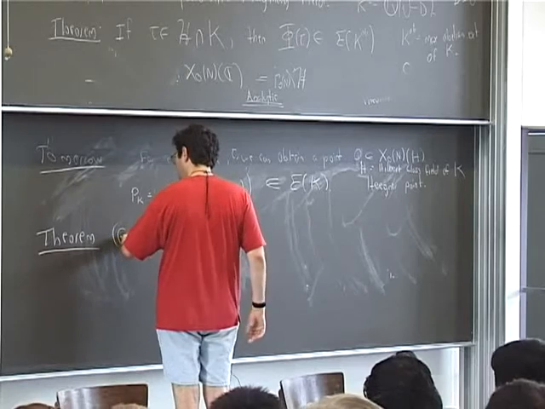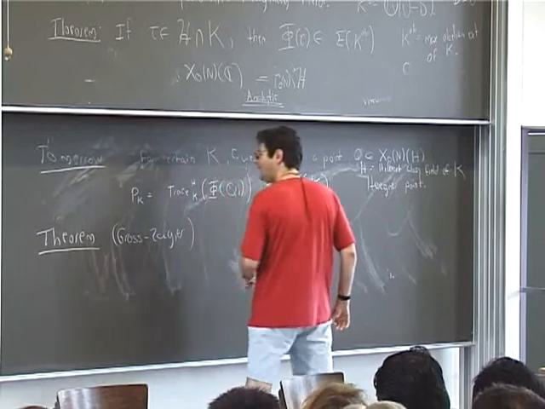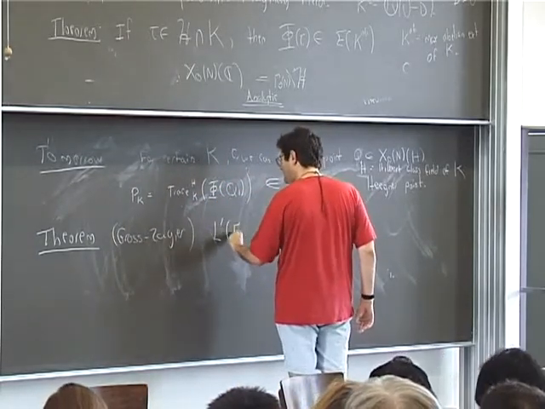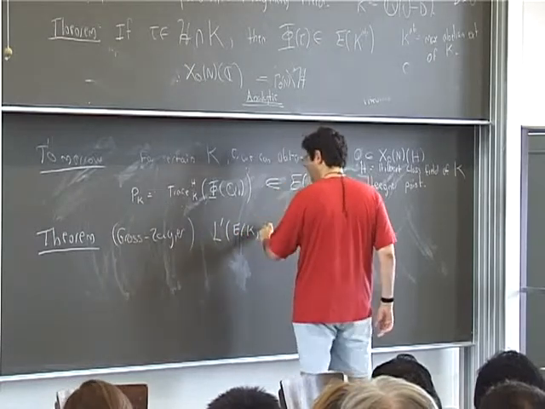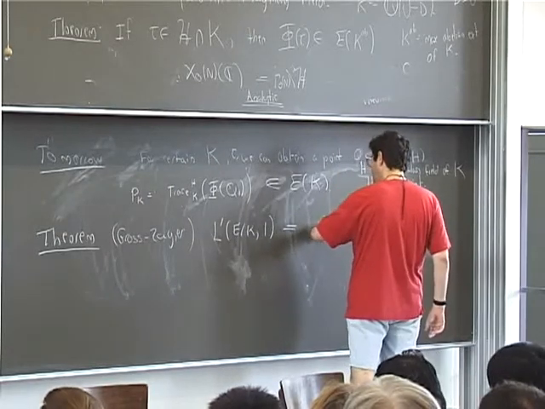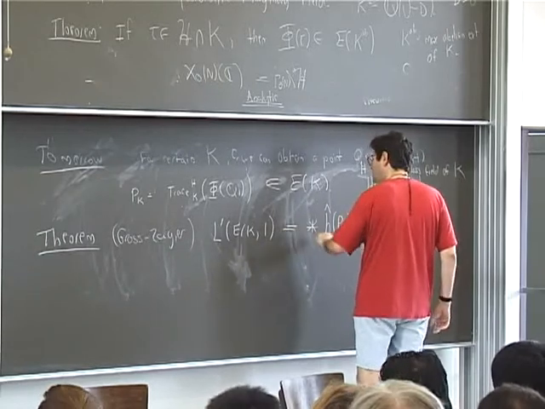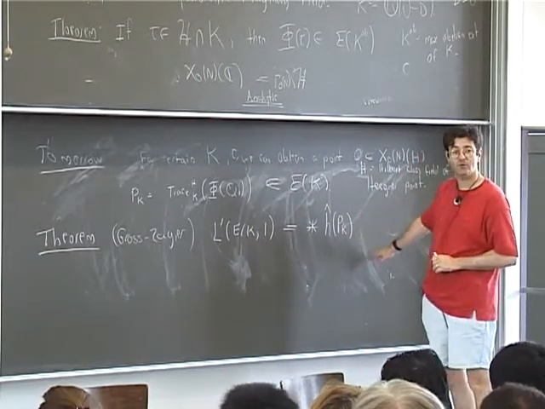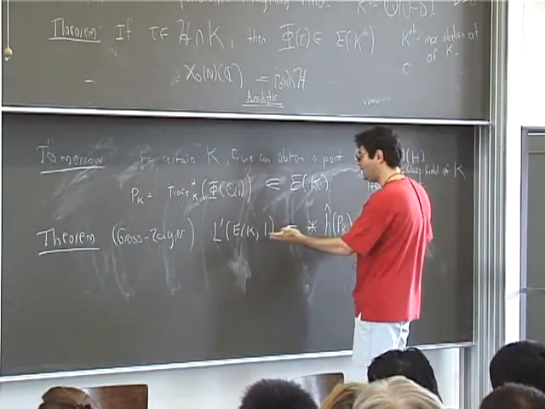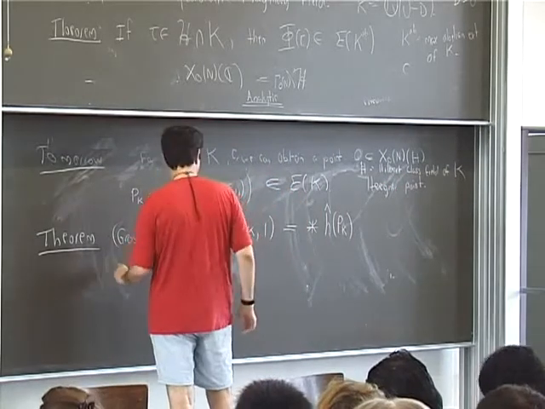The first is a result of Gross-Zagier, which relates this P_k to L-series. It says essentially that the first derivative of the Hasse-Weil L-series of E over k at 1 is equal to the Néron-Tate height of this point P_k times an explicit non-zero fudge factor. So the Gross-Zagier formula is this one. It says that these two quantities are related up to a non-zero factor.